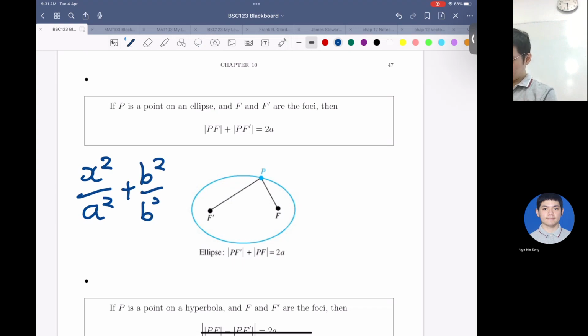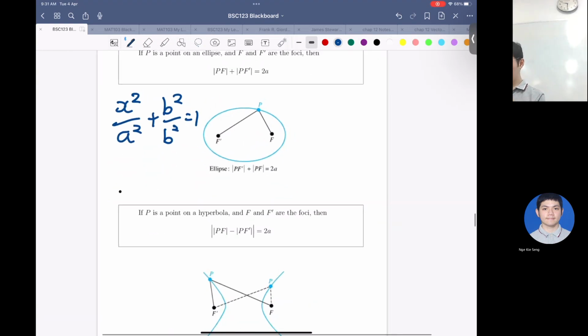Okay, so which means what? Which means the sum of distances of a point to the 2 focal points is constant. If you are on a hyperbola, if you take the difference of the distances of that point to the 2 focal points, it is also a constant. One is the sum of two distances being constant, the other is the difference of 2 distances being constant.